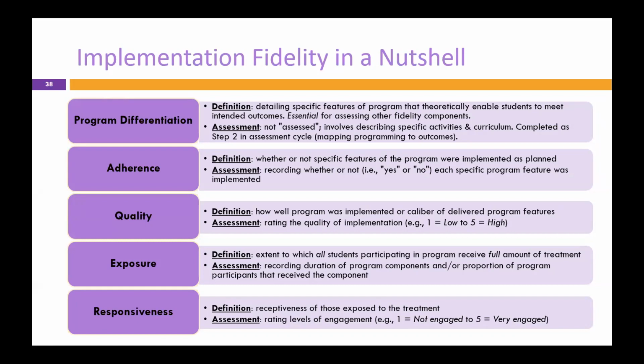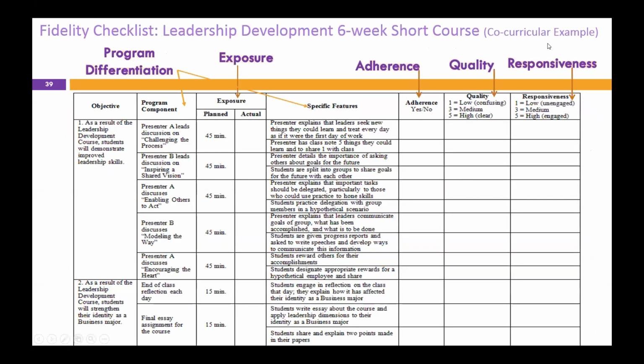Then once we know what those specific features are, we're going to see, were they actually implemented? If they weren't, we can't evaluate quality, exposure, or responsiveness. If they were implemented, then we want to know the quality with which they were implemented. And were they implemented for the length of time that was prescribed? And were students responsive to those features? So I'm going to give you a couple examples.